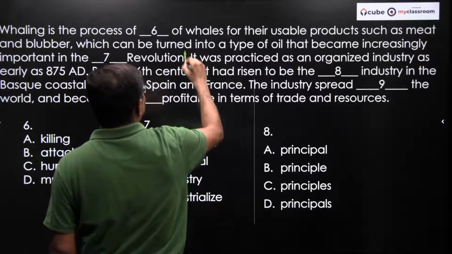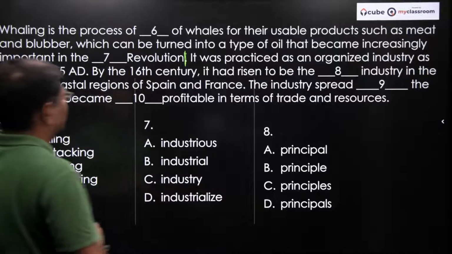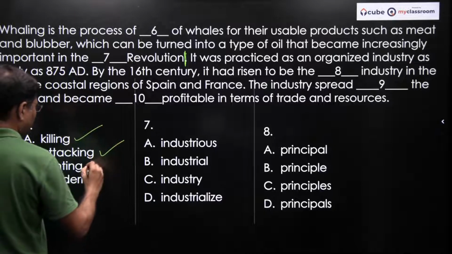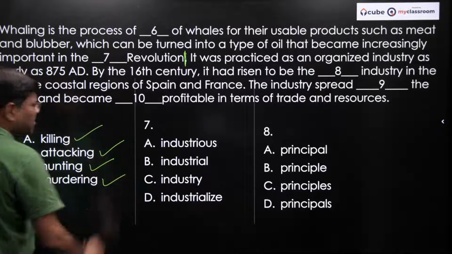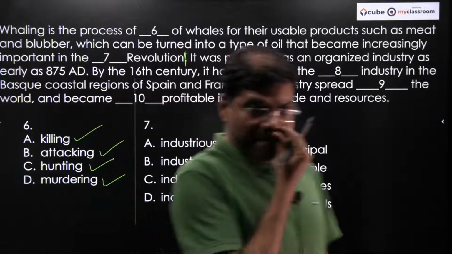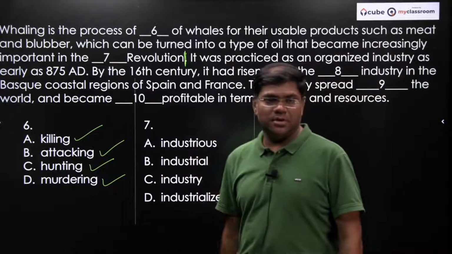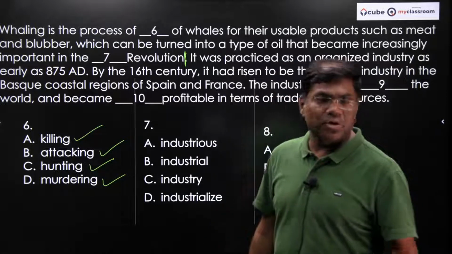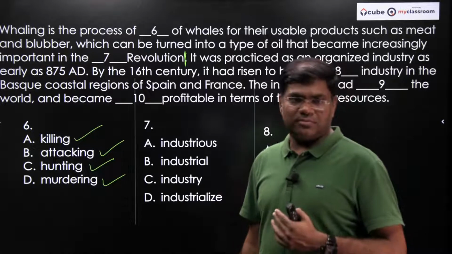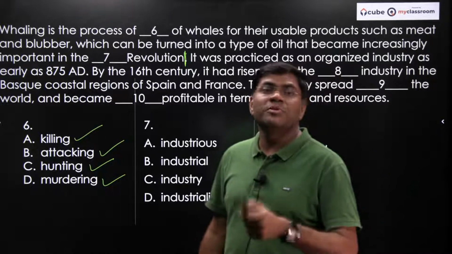So let's try to understand what exactly the author is trying to say. Whaling is the process of dash of whales. So you can kill whales, you can attack whales, you can hunt whales, or you can murder whales. But is it right to say that whales are being murdered by human beings? Do you ever use the word murder for the killing of animals? Someone might kill your pet dog, someone might kill your pet cat, but would you ever use the word murder for that? No, because murder is always used in the context of human society.